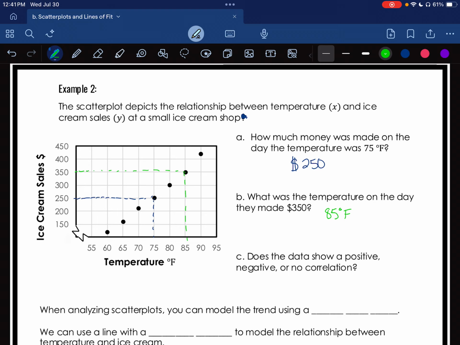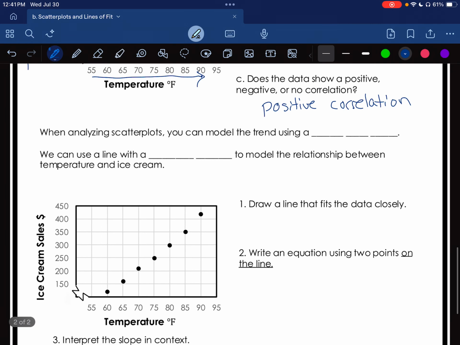So when analyzing scatterplots, we can model the trend using what's known as a line of fit. And so what this line of fit does is it helps us make predictions about the data. So here we're going to use a line with a positive slope, since this is a positive correlation, to model this relationship between temperature and ice cream. So the first thing we're going to do is draw a line that fits the data closely.